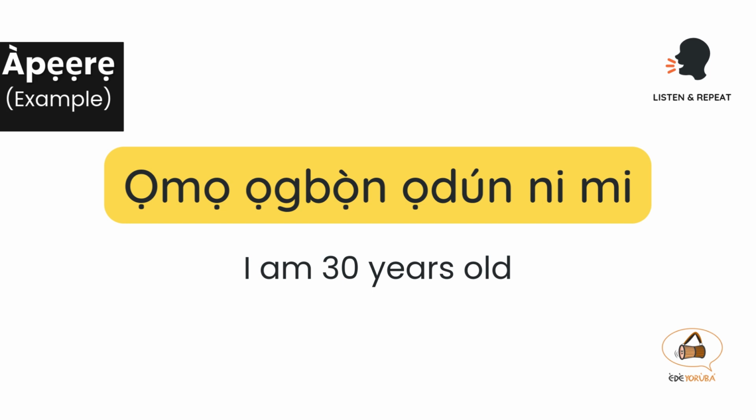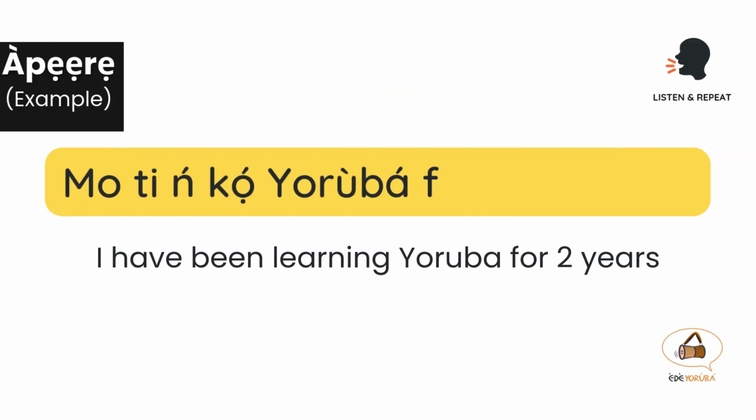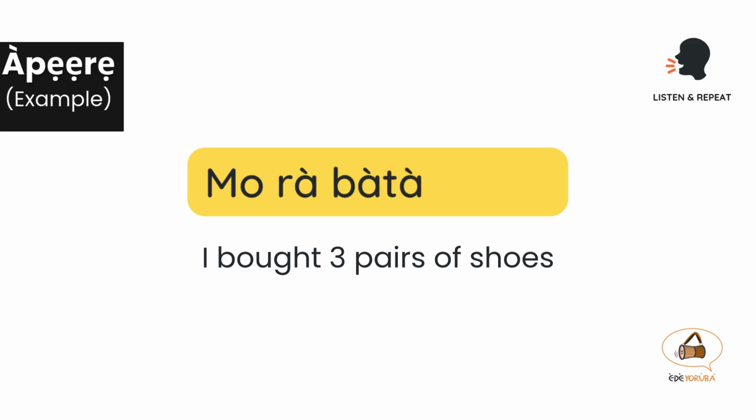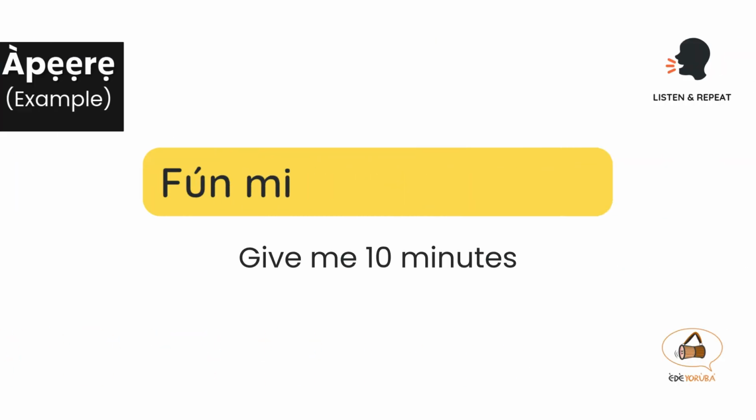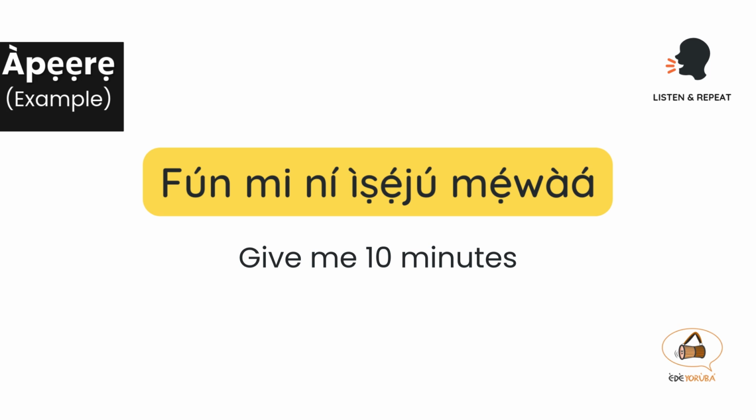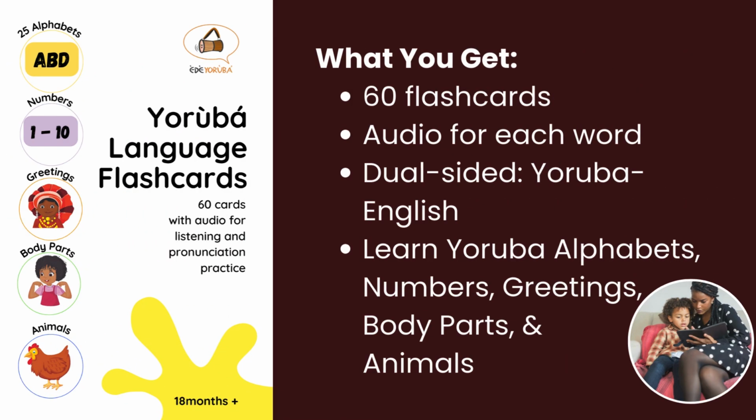You notice here the word for 30, ọgbọ̀n, comes before the noun ọdún. Just keep that in mind. That usually happens for whole numbers. Next example. Mo ti ń kọ́ Yorùbá fún ọdún méjì. I have been learning Yoruba for 2 years. Mo ra bàtà mẹ́ta. I bought 3 pairs of shoes. Fún mi ní ìṣẹ́jú mẹ́wàá. Give me 10 minutes.